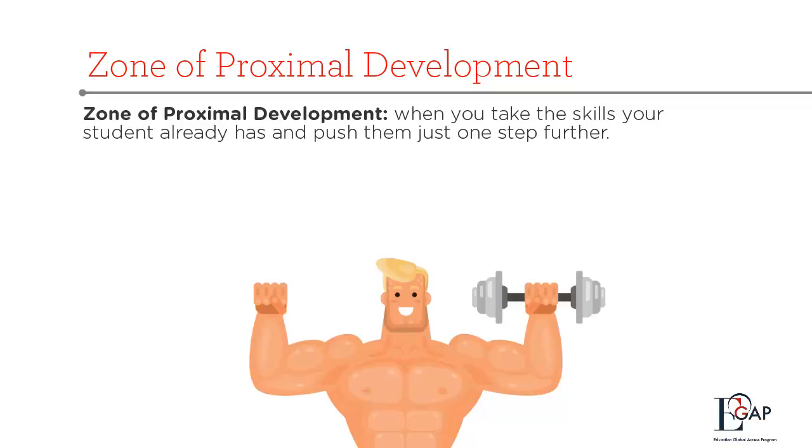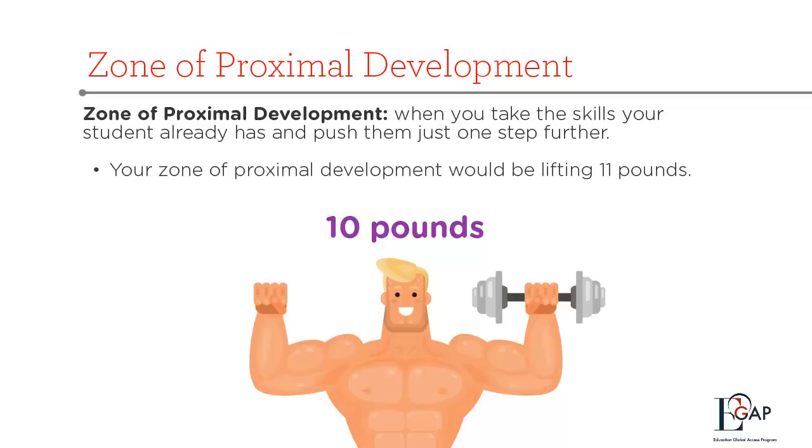Imagine that you are able to lift 10 pounds with your right hand. 10 pounds is your absolute limit. You can't lift a single pound more. In this case, your zone of proximal development would be lifting 11 pounds. It's just one step further. The problem is, how do you get from 10 to 11 pounds when you've already tried everything? This is where scaffolding comes in.